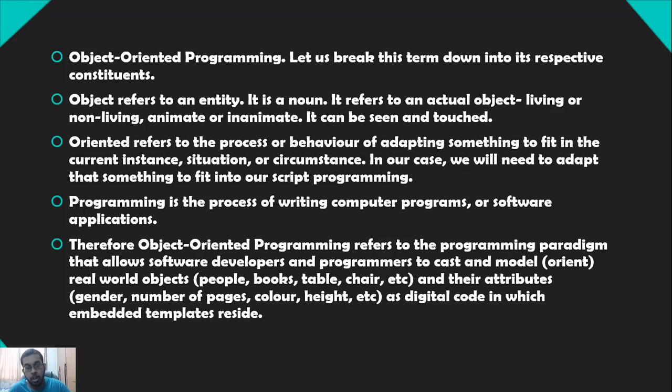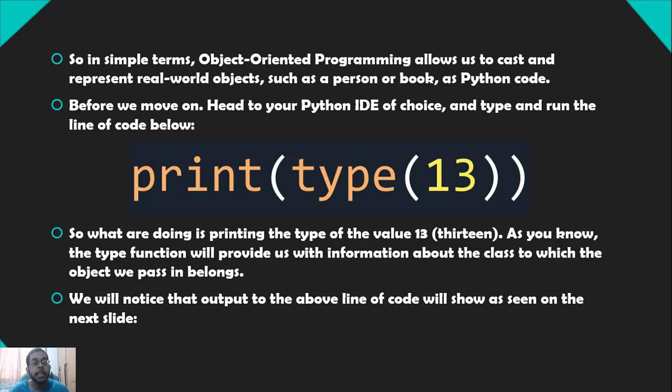Therefore, object-oriented programming refers to the programming paradigm that allows software developers and programmers to cast and model, orient real-world objects, people, books, table, chair, etc., and their attributes, gender, number of pages, color, height, etc., as digital code in which embedded templates reside. So in simple terms, object-oriented programming allows us to cast and represent real-world objects such as a person or book as Python code.